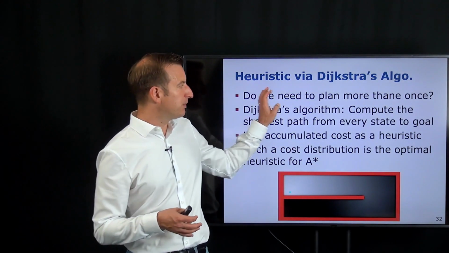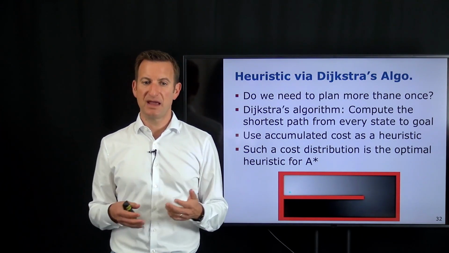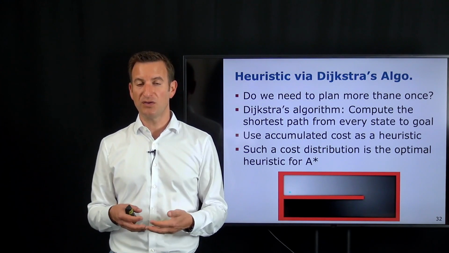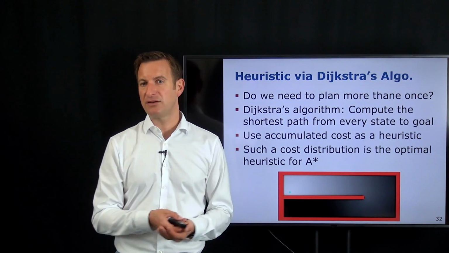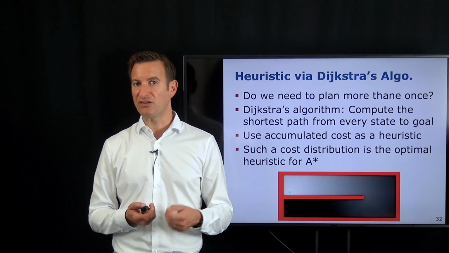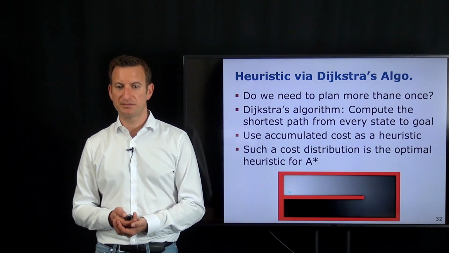So whenever you need to plan more than once and speed matters, then consider using Dijkstra's algorithm to pre-compute a heuristic, which is then the optimal heuristic in case the world doesn't change. But if you add new obstacles to the world, you still have an admissible and very good heuristic, so that A star is executed really, really quickly afterwards.